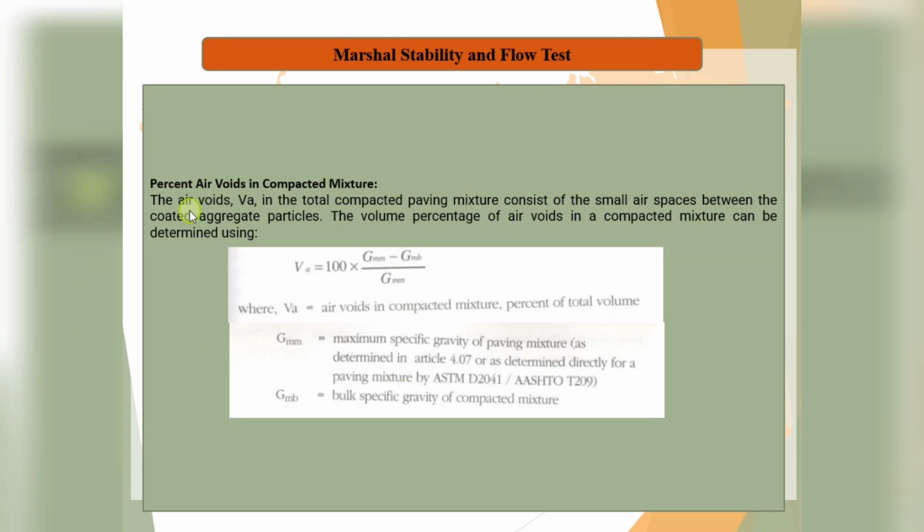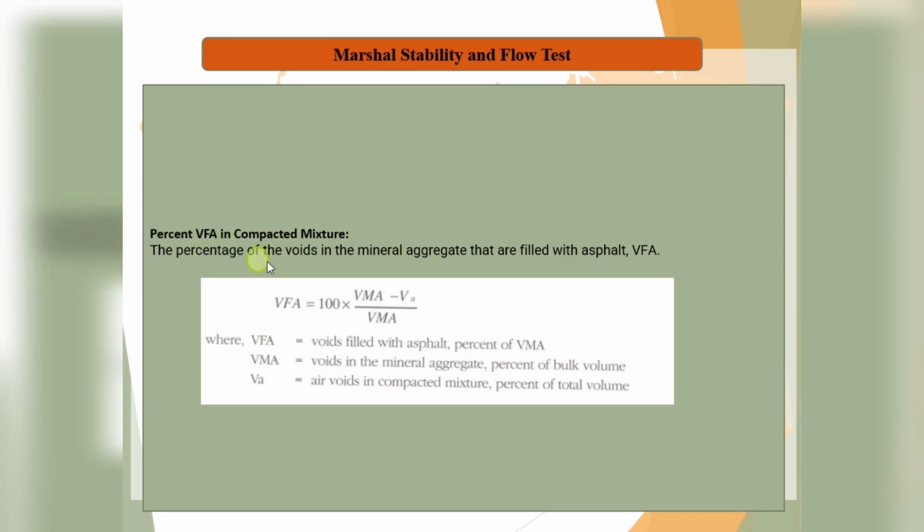Next one is percentage air voids in compacted mixture. It's the fourth thing, which is similar to the previous one, but a little bit different. Just follow these guidelines. The next one is VFA. VFA stands for voids filled with asphalt. Here is the formula: VMA, voids in mineral aggregate, and VA, the percentage air voids in compacted mixture.